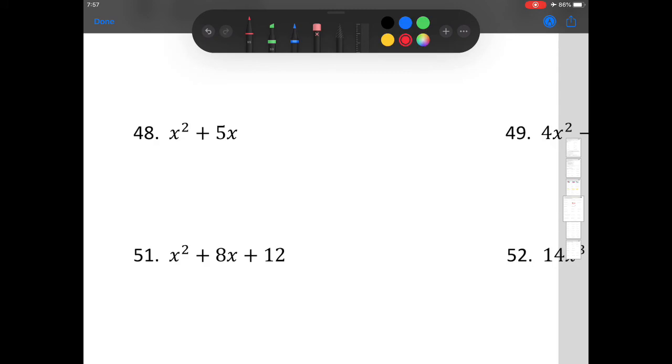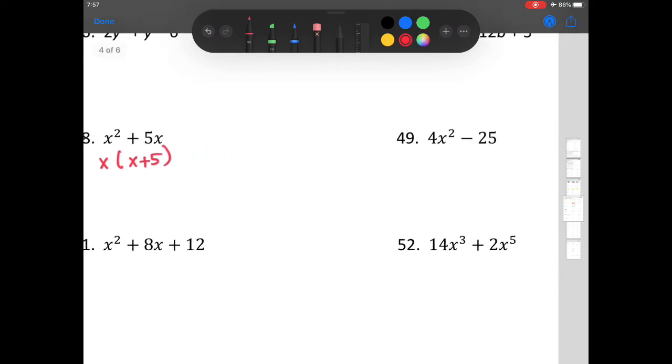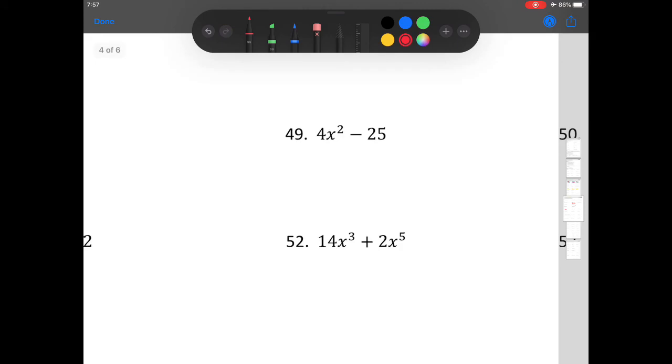So now, is there a GCF? Yes, there is. What is it? X. What are you left with? X plus 5. Can you factor this further? No, not really. So that's it. That's your final answer. 49. Again, is there a GCF? No. So two terms. Check.